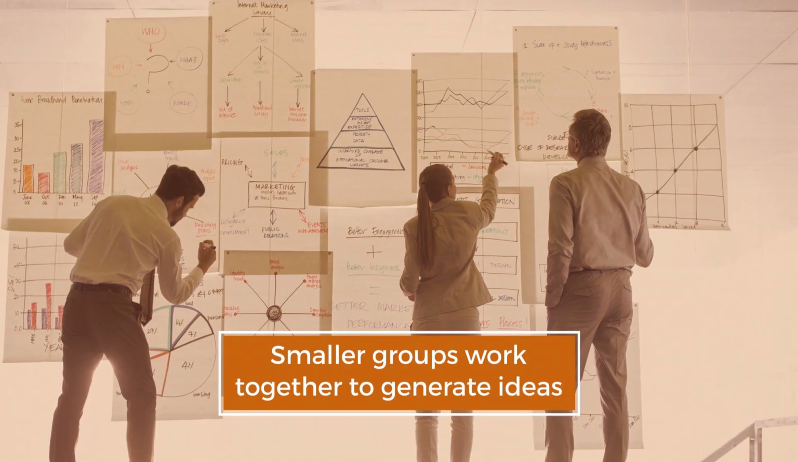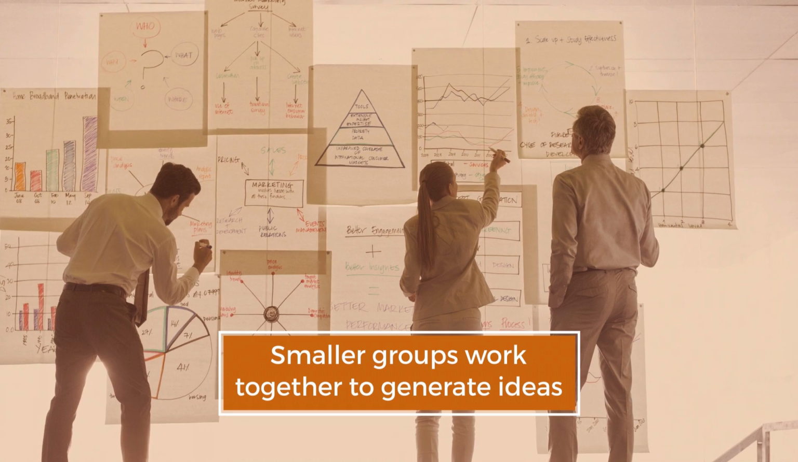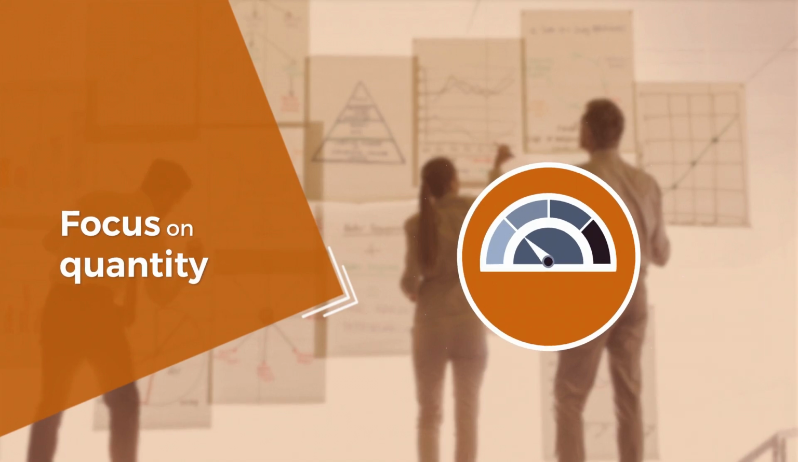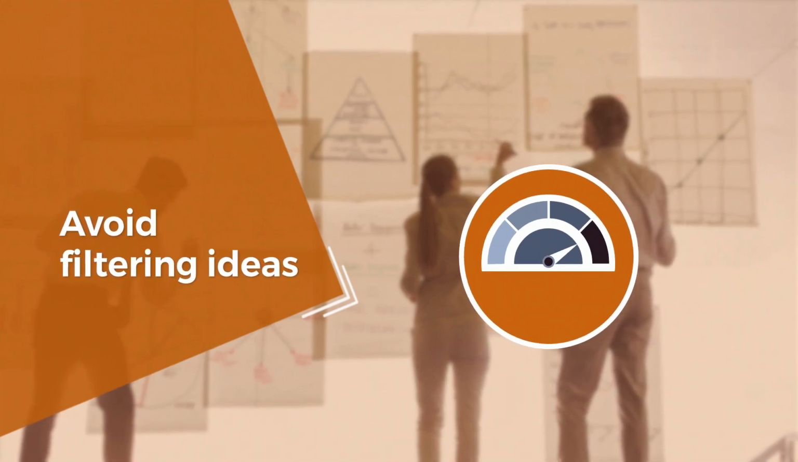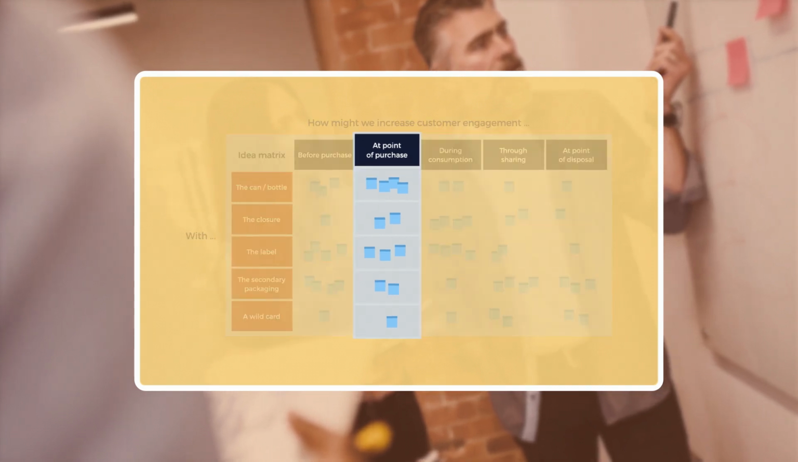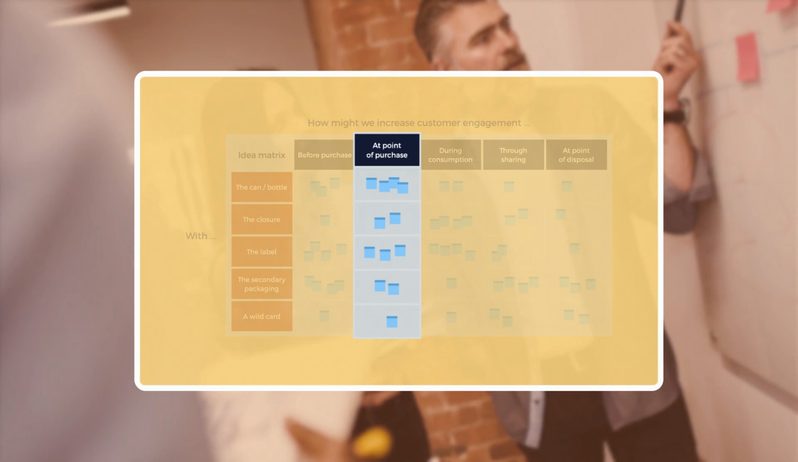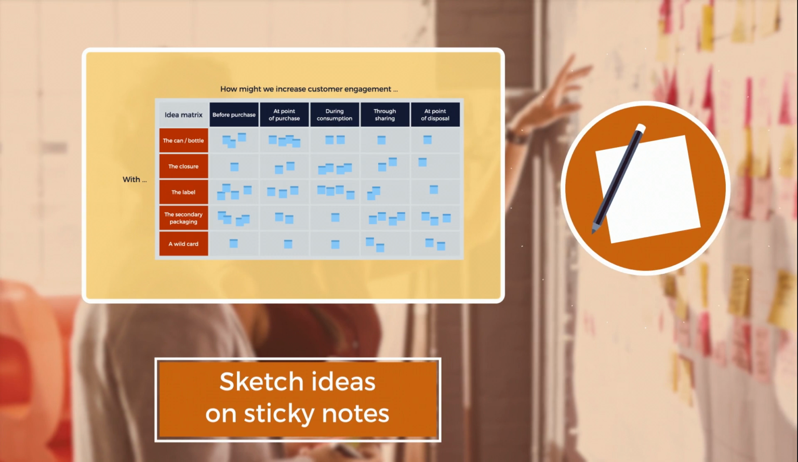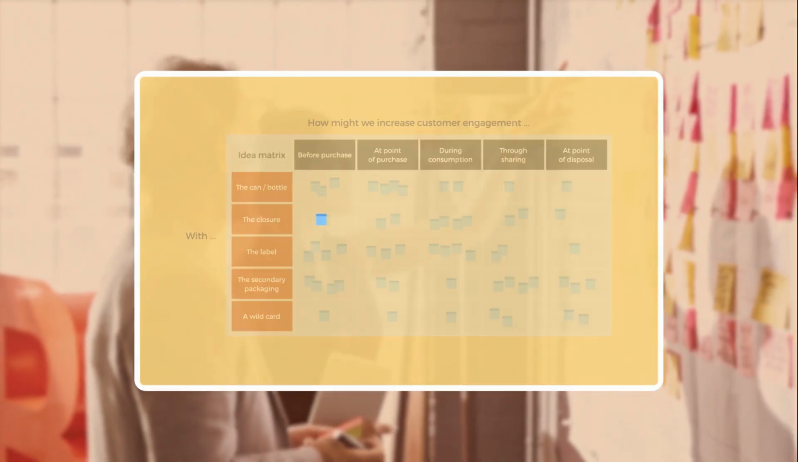Next, in smaller groups, everyone works individually at the same time to generate ideas for each intersection, focusing on quantity and avoiding filtering ideas at this stage. So, for the intersection that asks, how might we increase customer engagement at the point of purchase with the closure of the bottle? One person suggests an illuminated cap that would attract attention on the shelf. Each person sketches their ideas on sticky notes and posts the ideas in each section of the matrix as they go along to inspire the rest of the team.